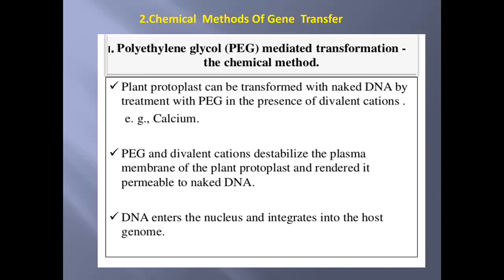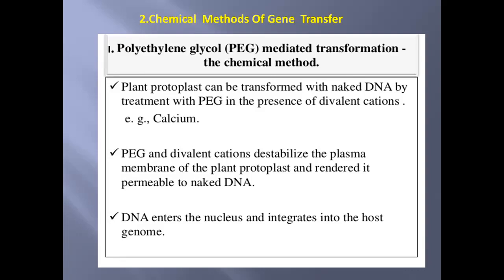In this session, we'll be discussing an important method of gene transfer that uses chemicals, called chemical methods of gene transfer. As the name itself indicates, in this method we use some chemicals in order to aid or accelerate the transfer of the gene into the recipient cells.